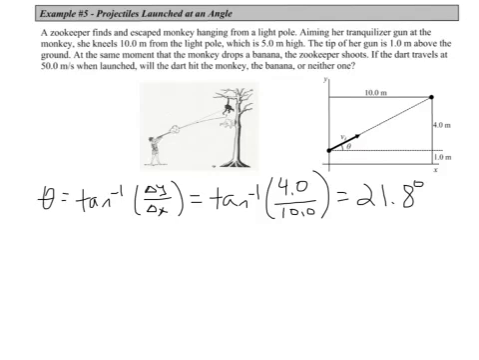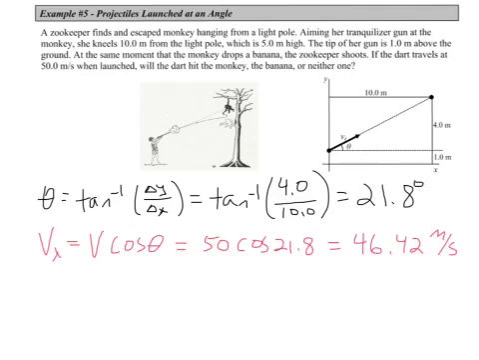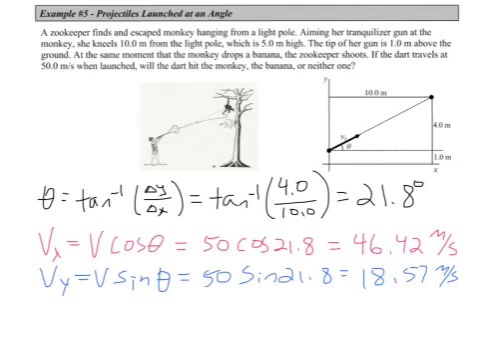The next thing we want to do is resolve our initial velocity into its Vx and Vy. To find Vx, we use V cosine theta, plugging in our angle and our initial velocity. We get an x component of 46.42 meters per second. Vy involves using V sine theta, and we end up with 18.57 meters per second in the y direction.